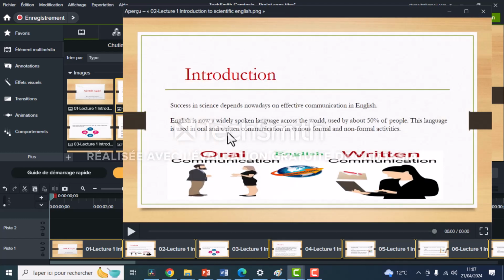So today's lecture is entitled Scientific English. You have to know that success in science depends nowadays on using English in communication effectively. It's because English is an international language. It's widely used across the world in both oral and written communication, in formal and informal settings.